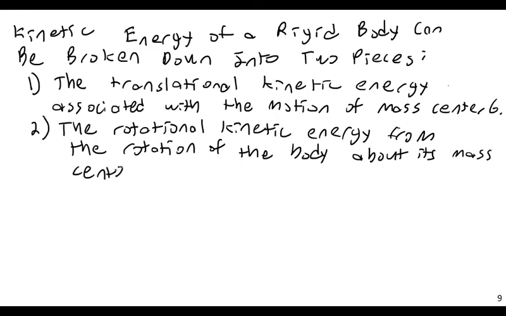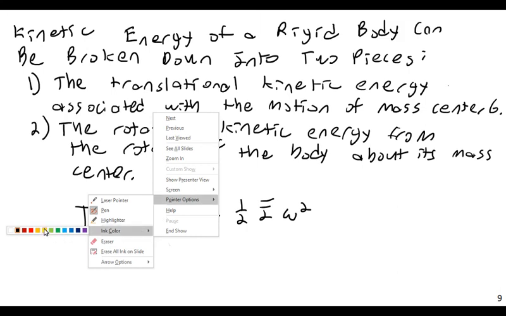About its mass center. So then I could finally bring all this together into a really useful equation: T is equal to 1/2 m v bar squared plus 1/2 I bar omega squared. Here m is the mass of the entire body, and I bar is the moment of inertia centered on the mass center. So again, this all comes down to translational and rotational kinetic energies.